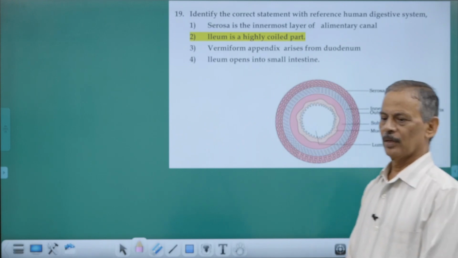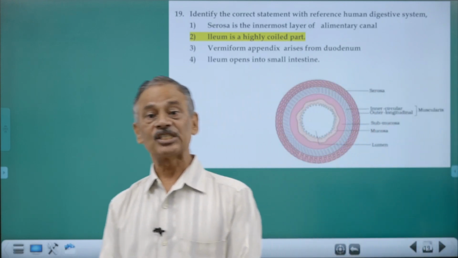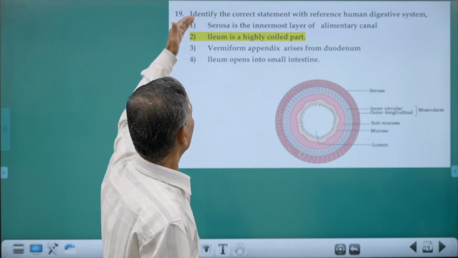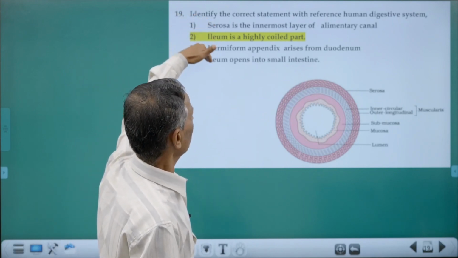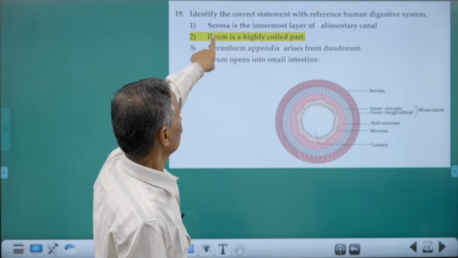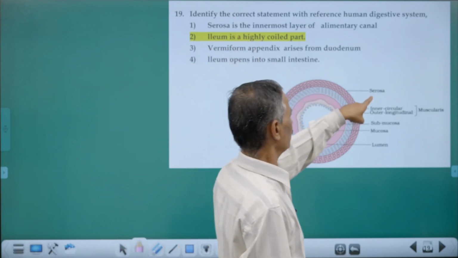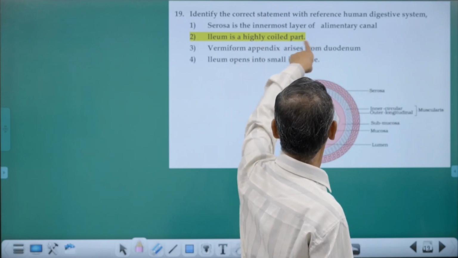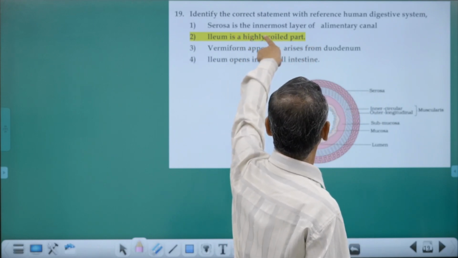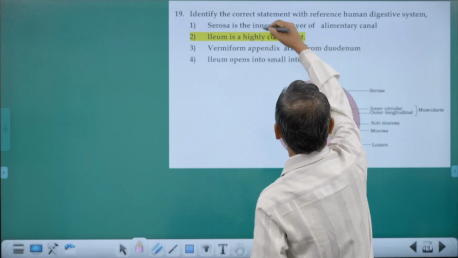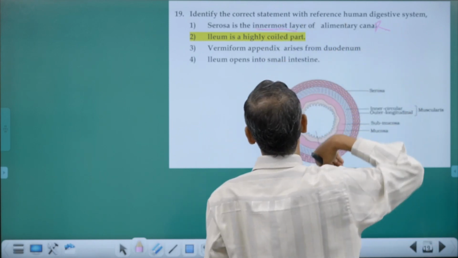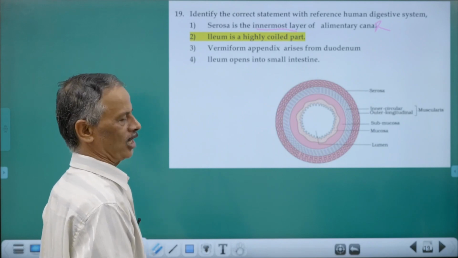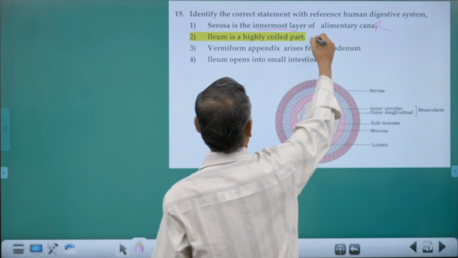Now, this is regarding the histology of the alimentary canal. What are the 4 types of layers? Identify the correct statement with the human digestive system. Serosa. The outermost one is the thin connective tissue layer, which is the serosa. Serosa is the innermost. No, it is the outermost. Ileum is a highly coiled part. That is the most coiled part. Is that a correct statement?